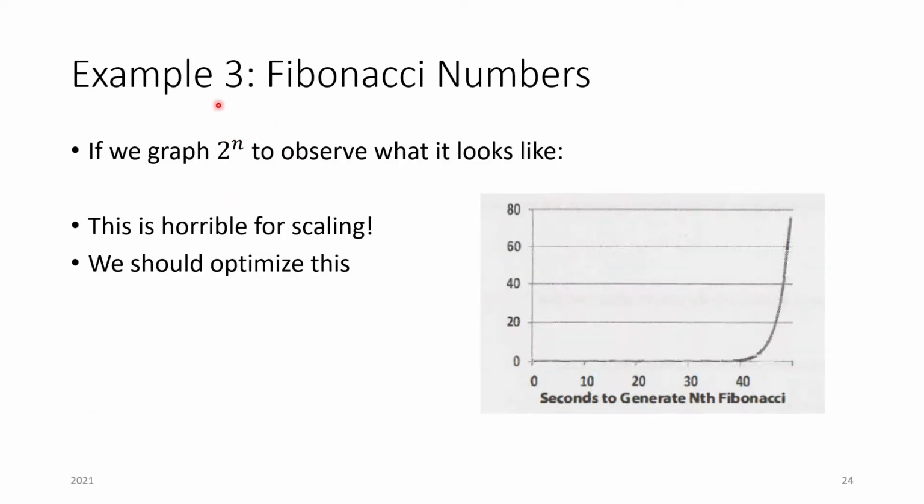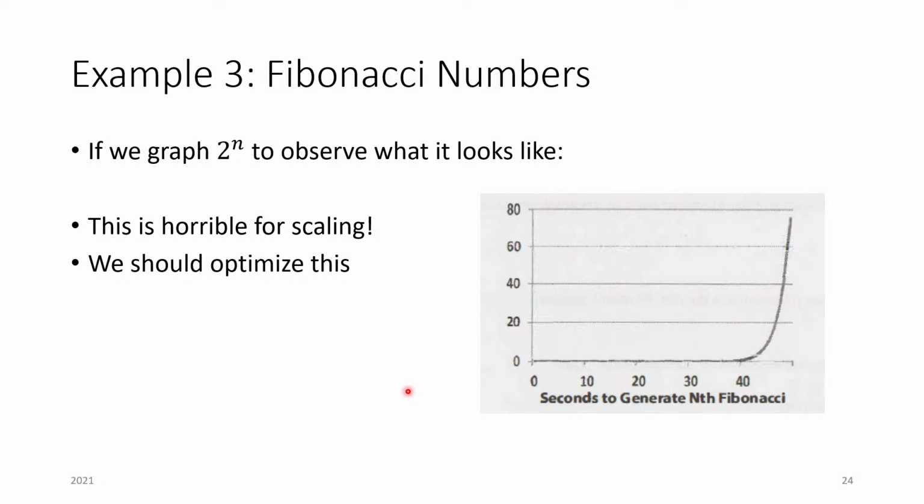So if we graph 2 to the n here to see what happens, we see, okay, it starts off pretty nice, everything is nice and dandy, and then it extrapolates and it gets very horrible. It tends towards infinity. And this is not good at all. It means it's going to take a lot longer for us to solve for larger values of n, and it's going to just compound and get even worse. So this is horrible for scaling. Extremely horrible.